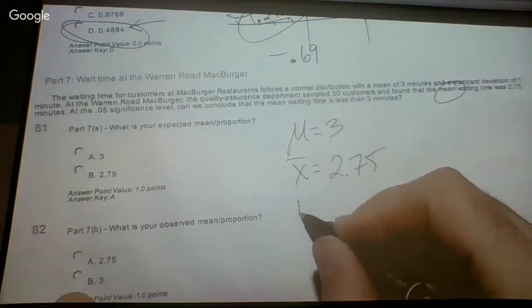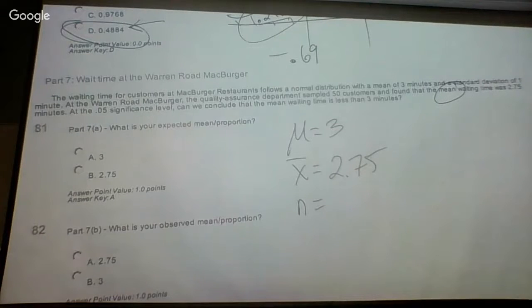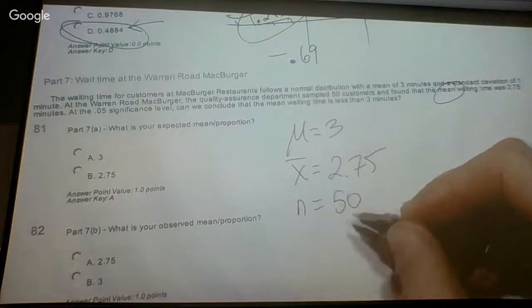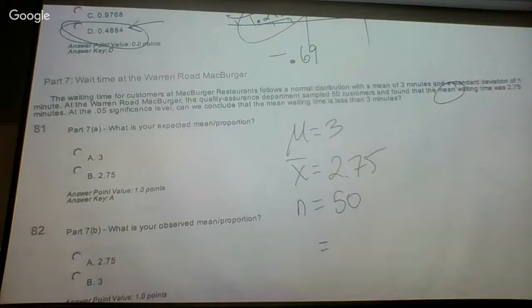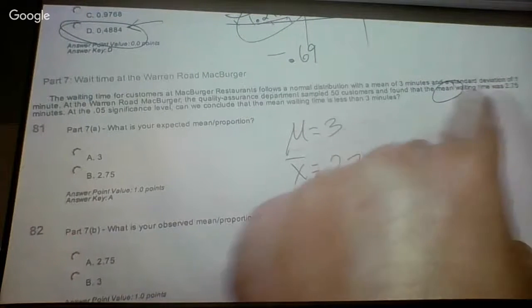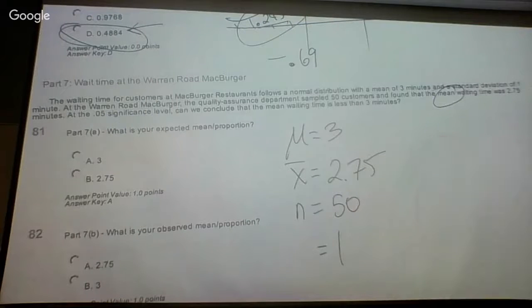Wonderful. How many observations were required to get to that mean of 2.75? 50 observations. I imagine I need a standard deviation at some point. It says standard deviation of 1 minute, but I don't know whether that standard deviation is at population or sample level.